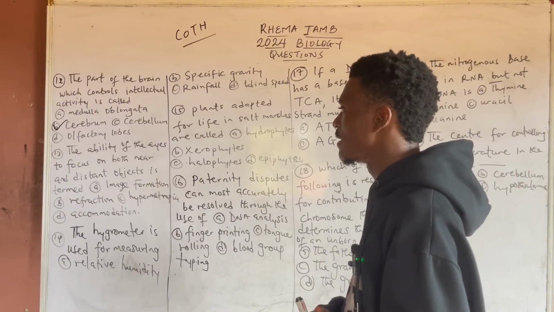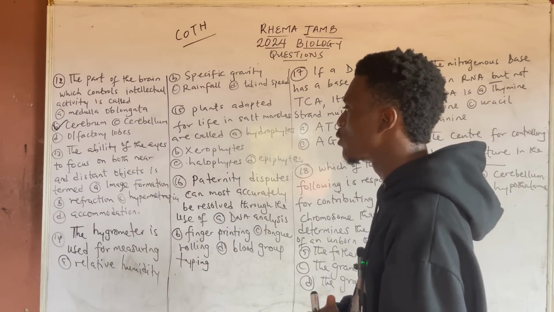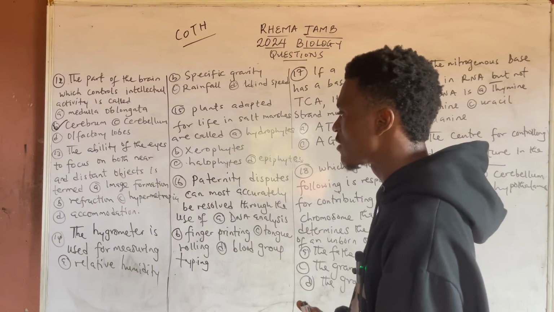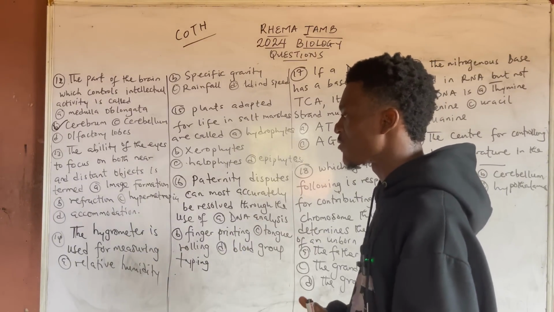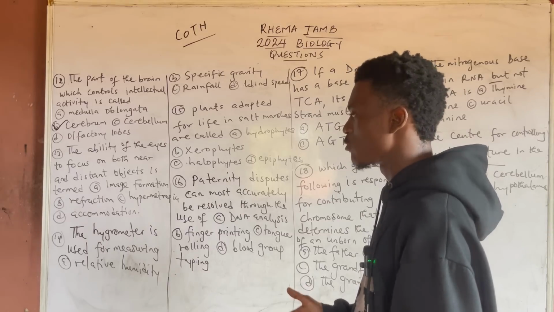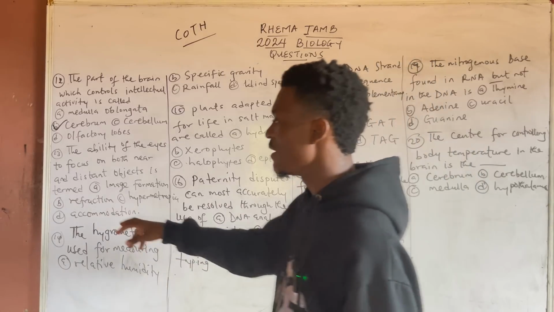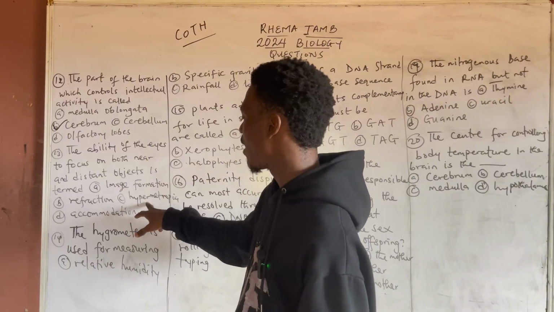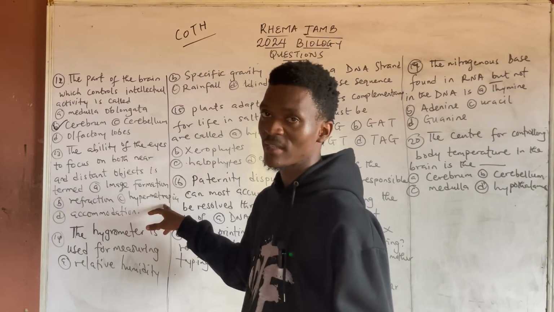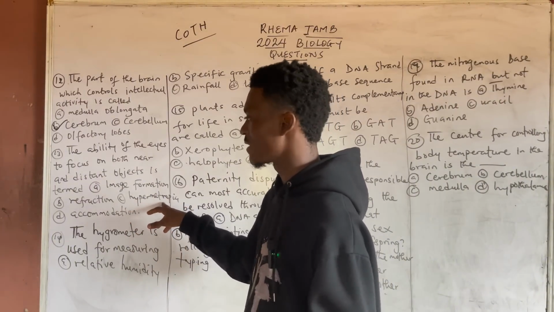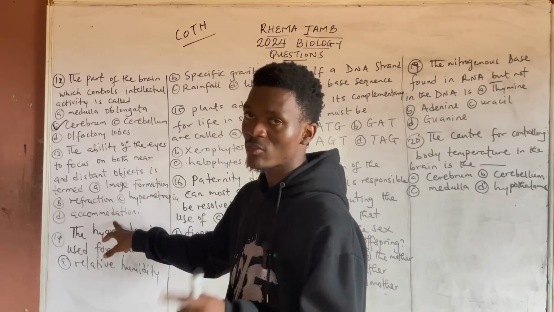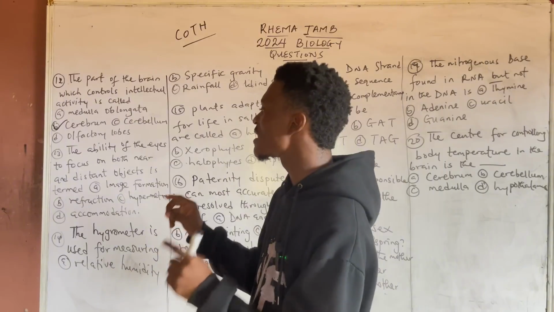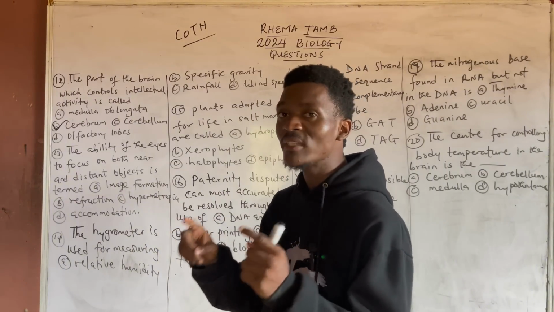Then question 13. The ability of the eyes to focus on both near and distant objects is termed dash. A is image formation, that's not it. B is refraction. C is hypermetropia. D, accommodation. B is talking about bending of light rays, so this one is not even it. Hypermetropia is an eye defect, which is also called long-sightedness, so that is not it. Accommodation is actually the correct answer because it is the ability of the eyes to focus on both near and far objects on the retina.